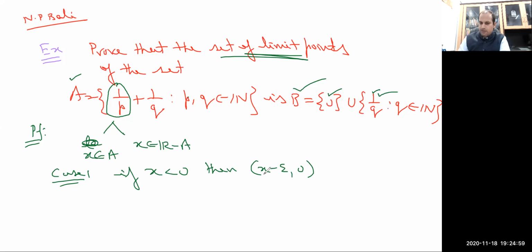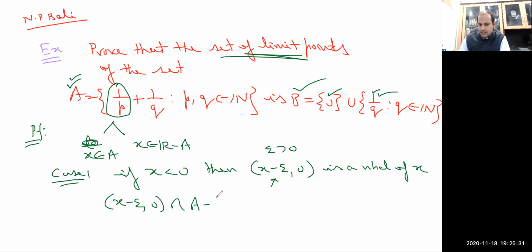So let us consider this arbitrary neighborhood of X, (X minus epsilon, X plus epsilon), for epsilon greater than 0. This neighborhood will contain negative real numbers, and the set A contains positive real numbers. So the intersection of this neighborhood, X minus epsilon to 0, with the set A minus X is empty.